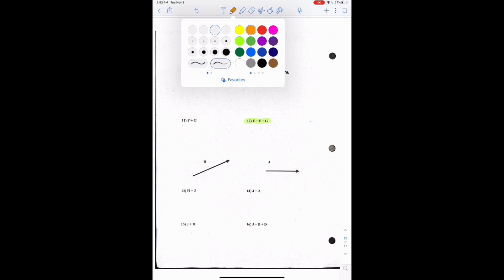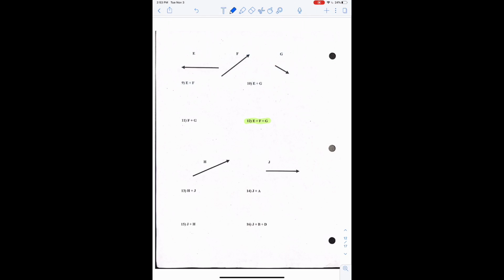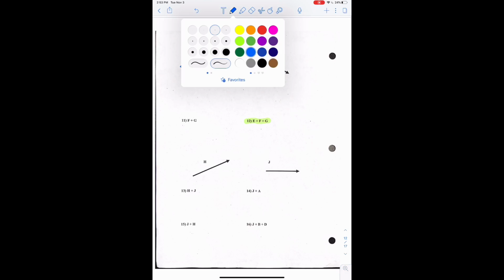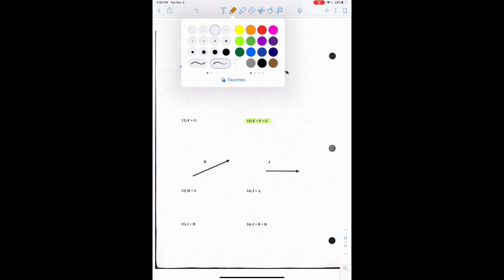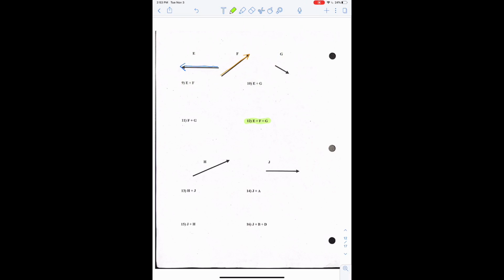Let's look at this example number 12. I like this one because we're adding 3 vectors. And does that change anything, right? So let's make E blue. Let's make F orange. Let's make G green. Okay, so we have these 3 vectors that we need to add together.